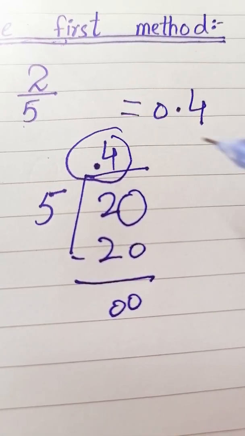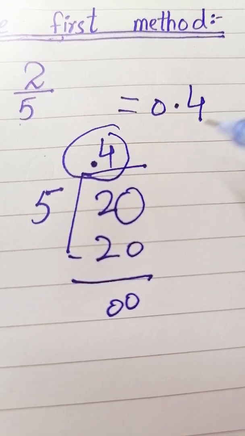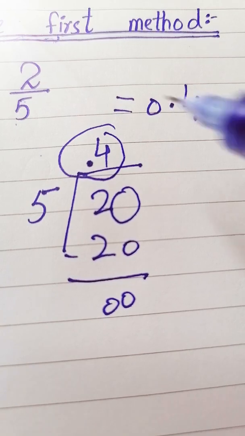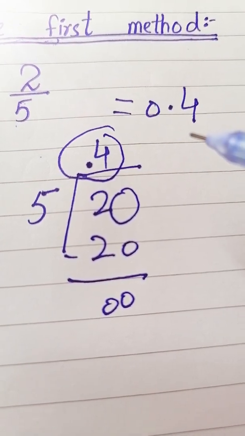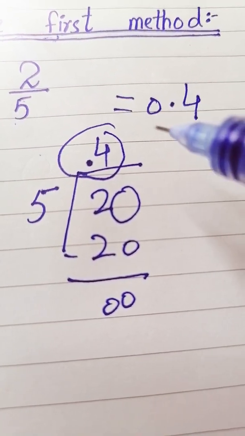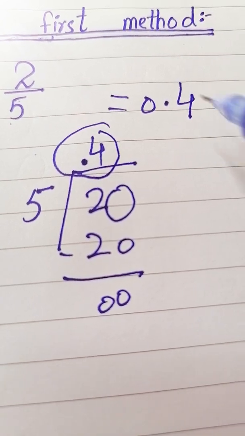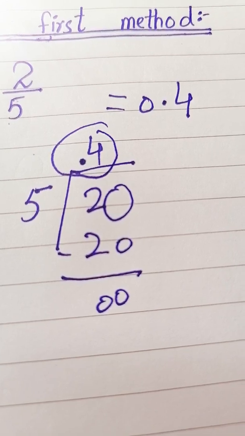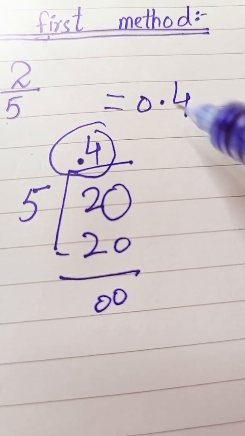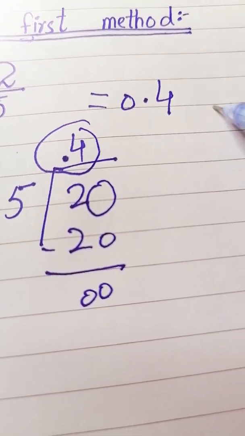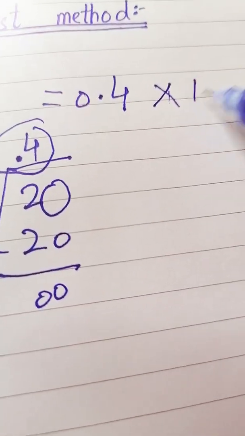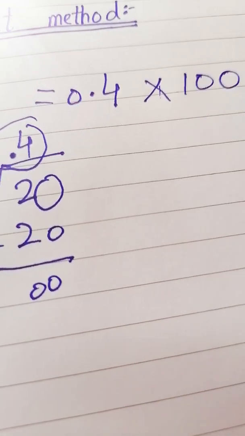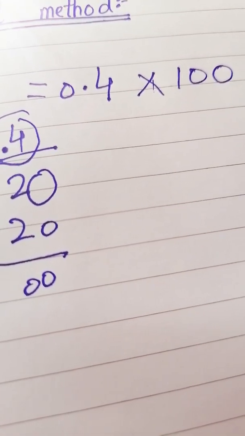If we change 2 by 5 into decimal, it gives us 0.4, but it's still not a percentage. We don't know how to write 2 by 5 as a percentage, but we know how to write it as a decimal. When we change this fraction into decimal, then we can change it to percent. Now we got this decimal, so multiply it by 100. The question is, why do we multiply it by 100, and where did I get this 100?